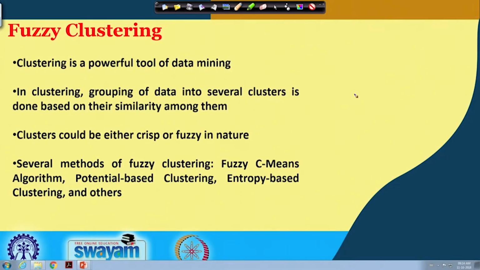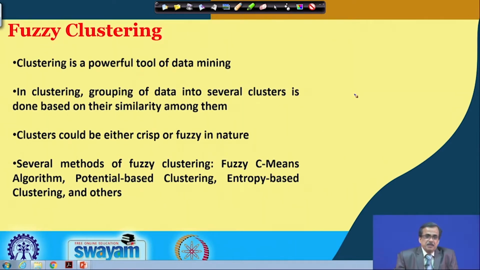We are going to start with another potential application of fuzzy sets, and that is in the form of fuzzy clustering. Clustering is a powerful tool for data mining, and the purpose of data mining is to extract useful information from a data set. Actually, what we do in clustering is based on the concept of similarity.